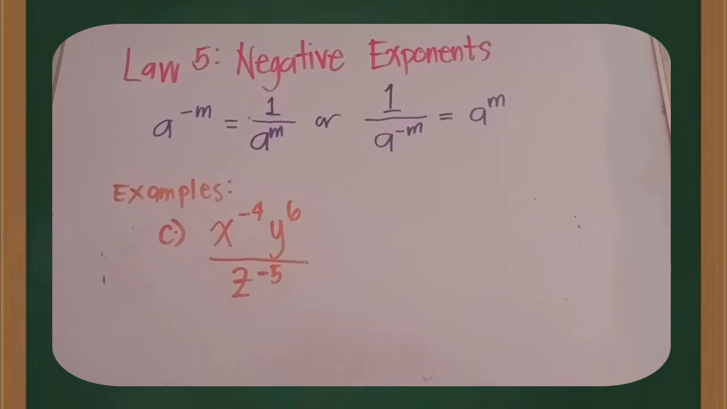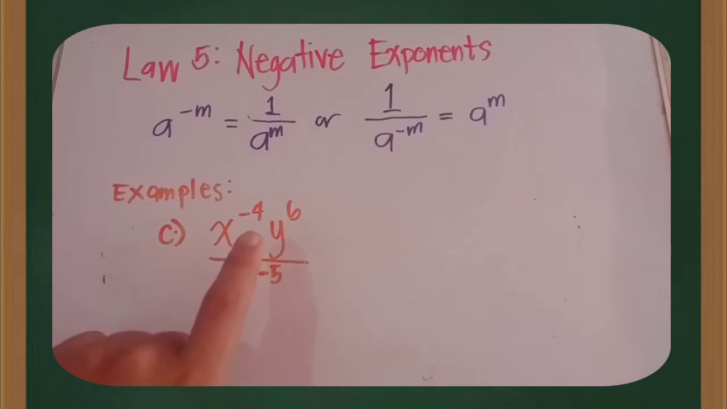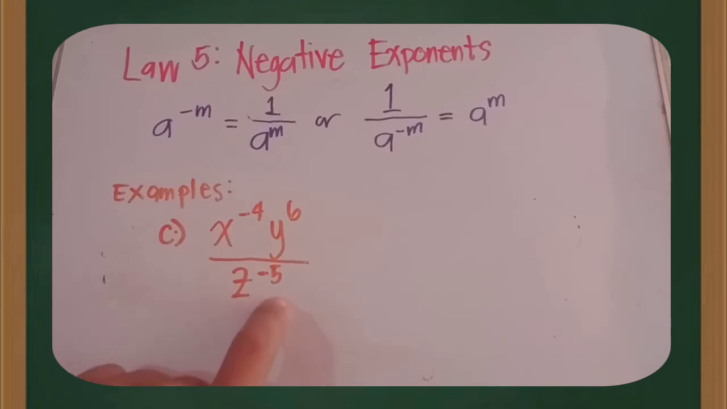Okay, let's have this third example. So we have here x raised to the power of negative 4, y raised to the power of 6, all over z raised to the power of negative 5. So again, naay mga negative nga exponents. So our goal here is to make those negative exponents into positive. Diba? Himuon na nato silang positive.